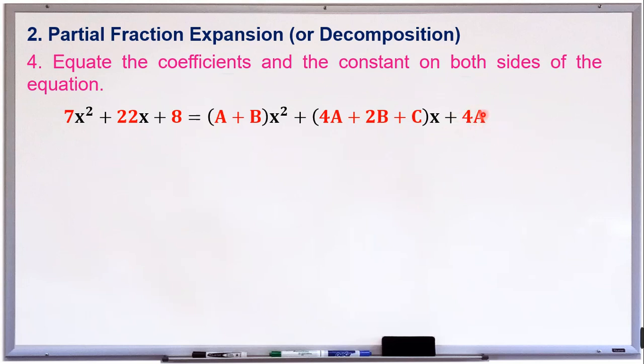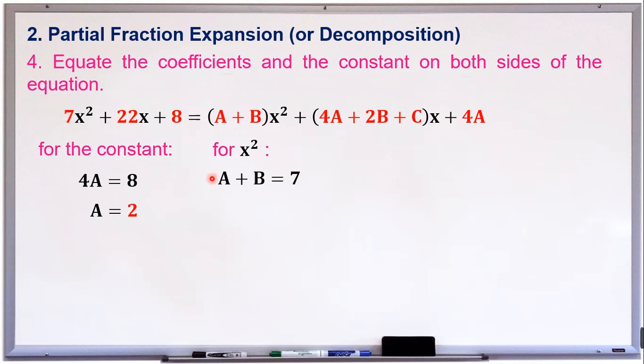So we're going to equate these coefficients. Let's start with the constant. The reason why I start with the constant is because we can directly solve for A. So we have 4A equals 8, therefore A is equal to 2. Next, I'm going to choose the coefficient of x squared, because we already have a value for A, then we can solve directly for B. We have A plus B is equal to 7. So B is equal to 7 minus A, and we all know that A is 2, therefore B is equal to 5.